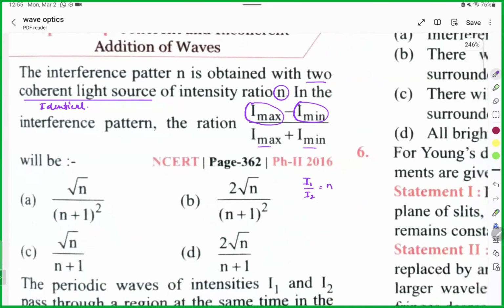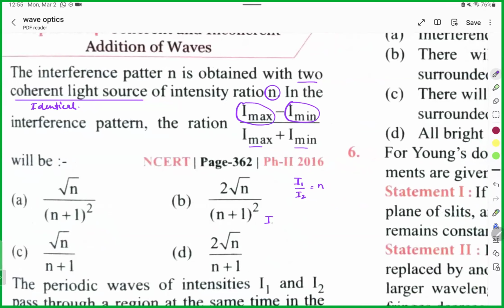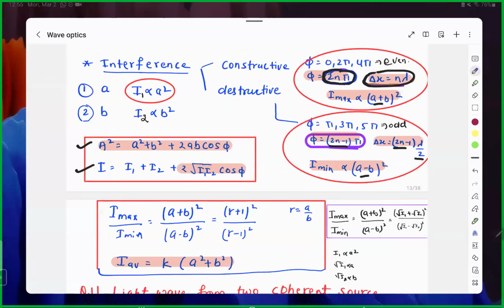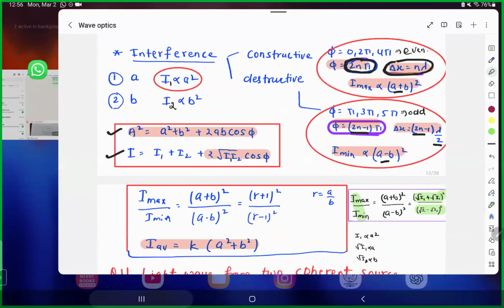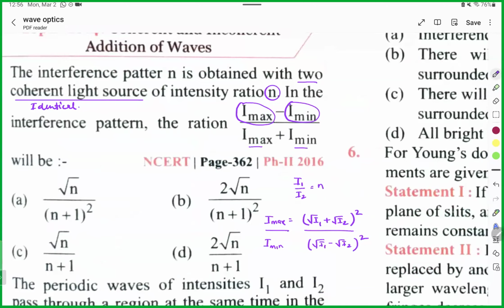All of you solve this question. How do you have to solve? You have to take it the same way. I maximum value is equal to (under root I1 plus under root I2) the whole square, divided by, if you take I minimum value, you do it like this: (under root I1 minus under root I2) the whole square. Correct? The same thing I added in the notes, which was extremely important. Put the maximum value first, I maximum value first, then put I minimum value, and you have to add them, subtract them, get the value.